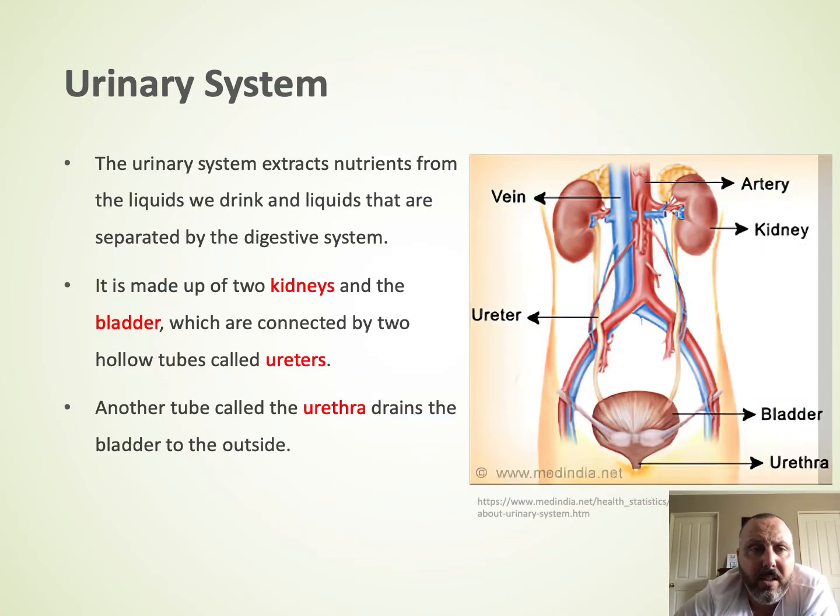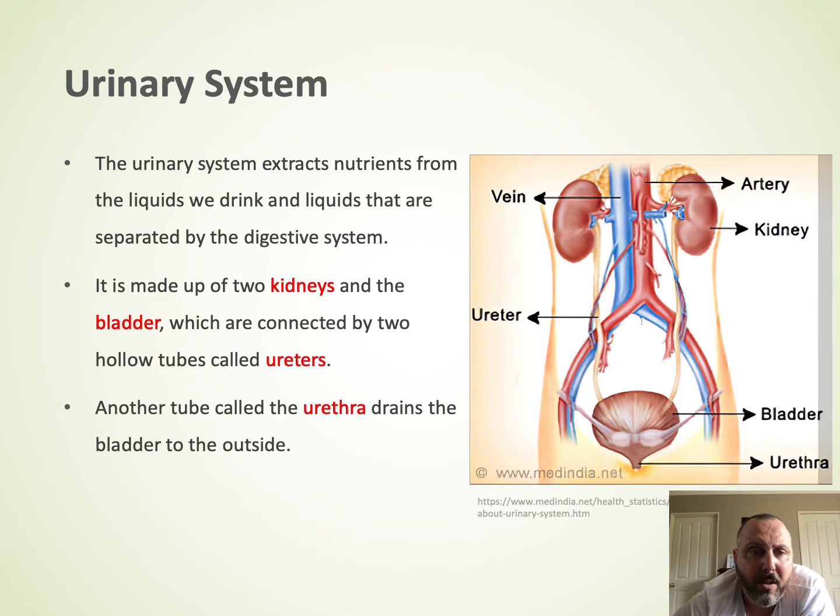So the major function of the urinary system is extracting nutrients from the liquids that we drink, and also the liquid that's separated out by the digestive system. All of those nutrients are transported by the blood, which is something that we touched on talking about the cardiovascular system a couple of weeks back. So understanding that the most efficient way to filter those nutrients out of the blood is to filter the blood itself, which is basically the job of the kidneys.